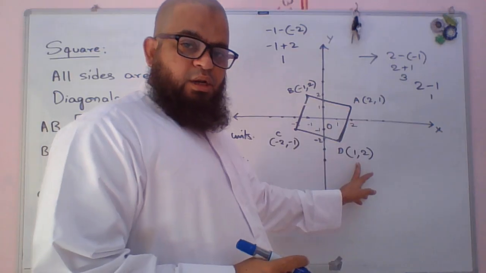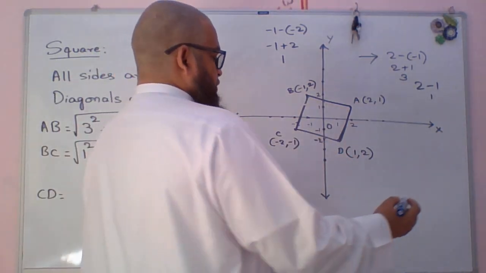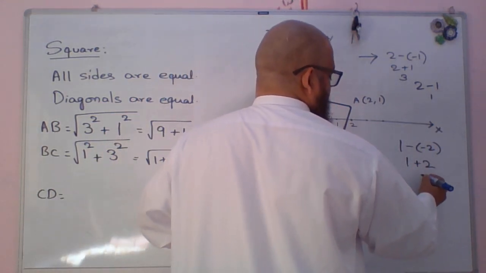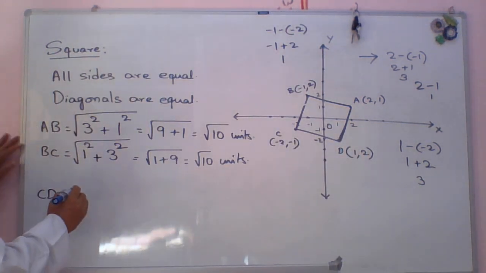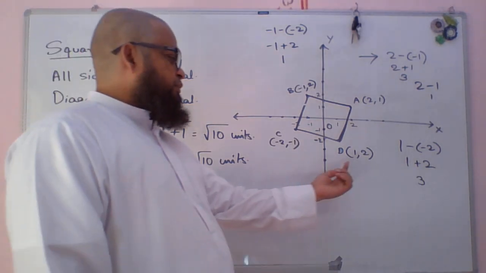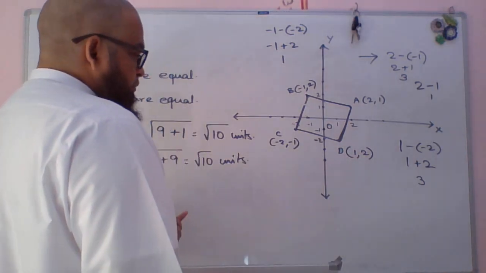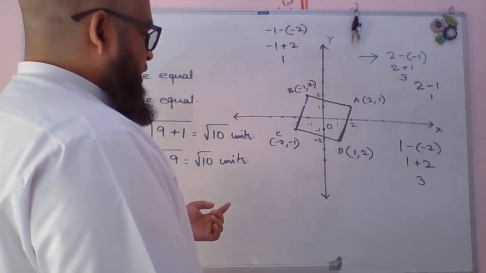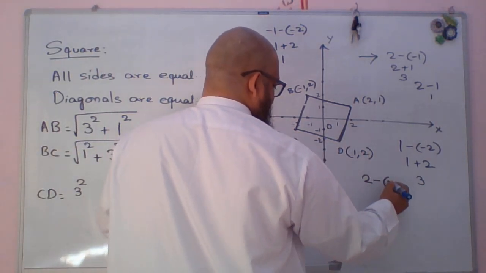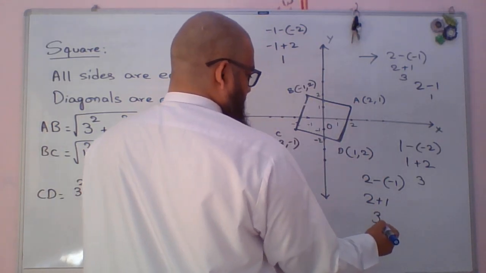C and D. Now tell me which is bigger in x coordinates, -2 or 1? 1 is bigger. So 1 minus of -2. What is 1 minus of -2? 1 plus 2, that is equal to 3. So therefore the difference is 3. Now square it. Afterwards, take the y coordinates. Which is bigger? 2 is bigger. So 2 minus of minus 1. So what is 2 minus of minus 1? 2 plus 1, that is equal to 3. Did I write it correct?